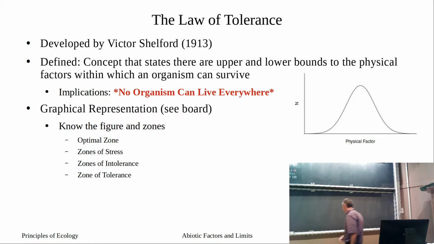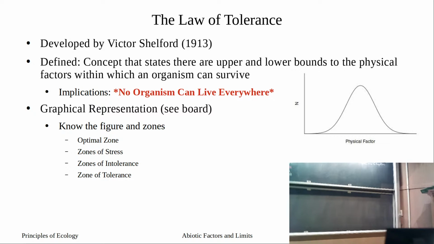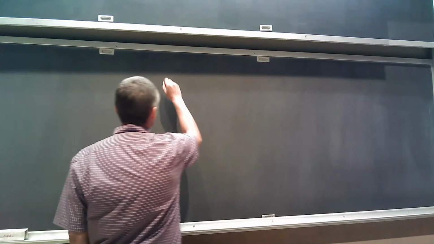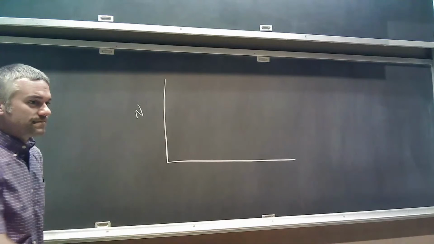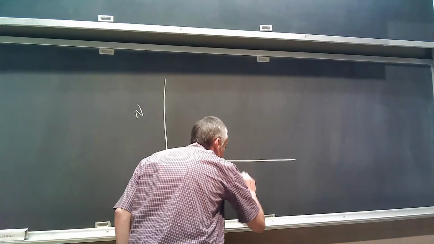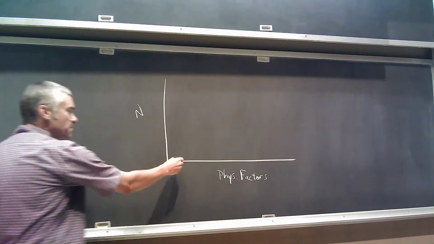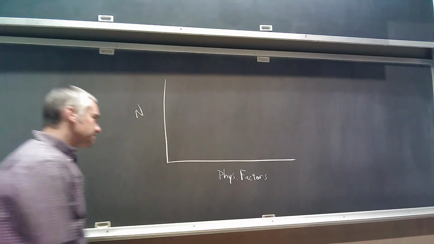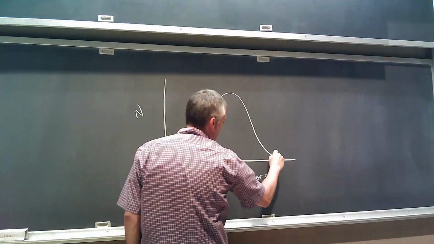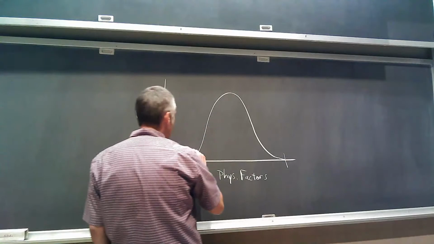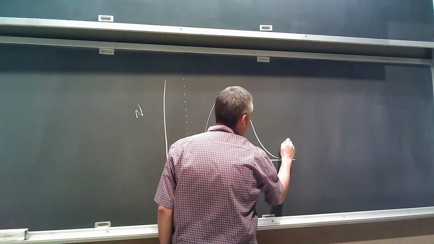All right, so let's draw this curve. So this is a bell curve, normal curve, where on this curve we have our population size, N, and we have the range of physical factors on our x-axis. So say that's salinity, or say it's temperature. We'll say temperature. We've got low temperature down here, we have high temperature up here. Our population sizes along this range might look something like this. Where we cross that x-axis marks our upper and lower bounds.